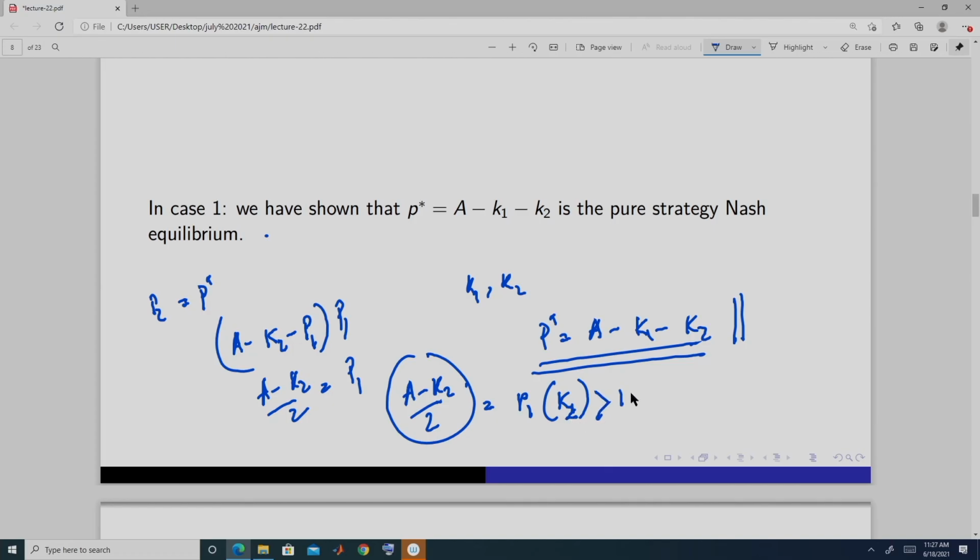So, K1 is less than this, right? It means it wants to set a price P1 such that it produces this much amount. That would give it higher profit, but it cannot produce this much. So, the nearest it can produce is K1, and when it produces K1, the price it gets is P star. Similarly, we can argue it for the case of firm 2, and we get this as the pure strategy Nash equilibrium.